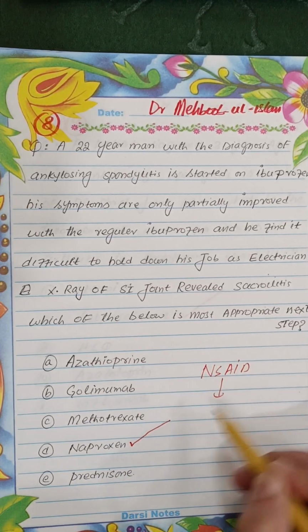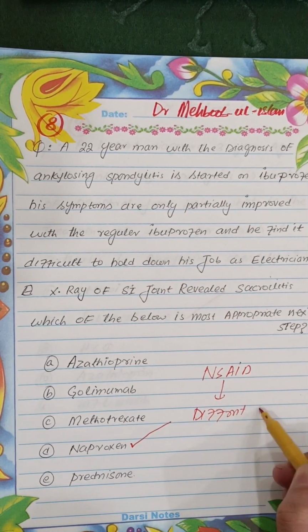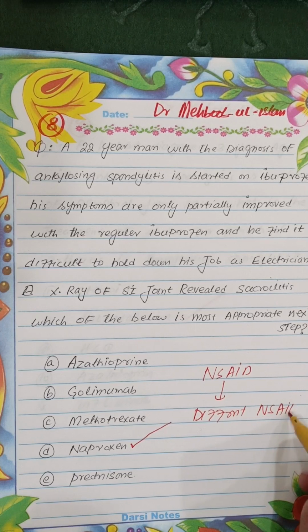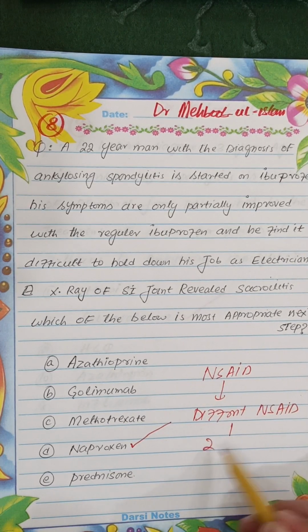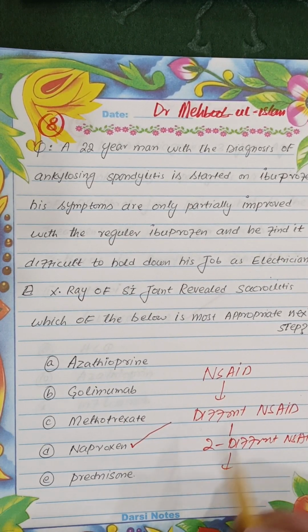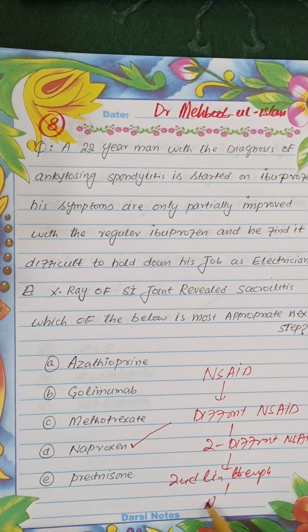If one NSAID is not working, you have to try a different NSAID. If two different NSAIDs are not working, then you have to go to the next level, that is second line therapy. Second line therapy, that is anti-TNF.